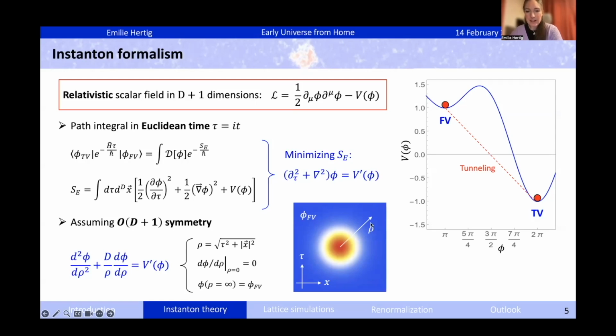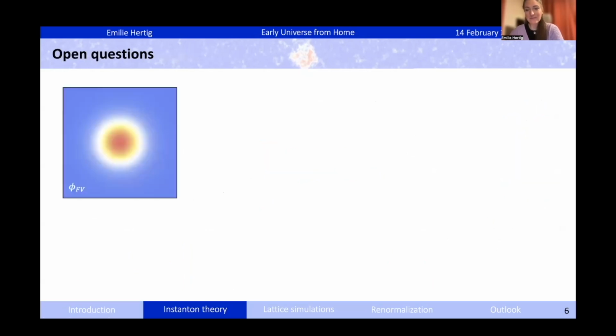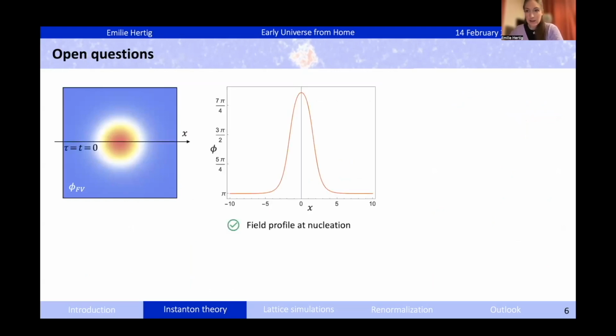And the field profile along this radial coordinate can be solved for, because now this equation of motion is very familiar. It is simply the classical path of a particle in the inverted potential, going from this hill here at rho equals 0 and settling at infinity on top of this lower hill. So now to get the real-time evolution of this bubble, we take a slice straight through this solution at tau equals 0, which is also t equals 0, and this gives us the field profile at nucleation time.